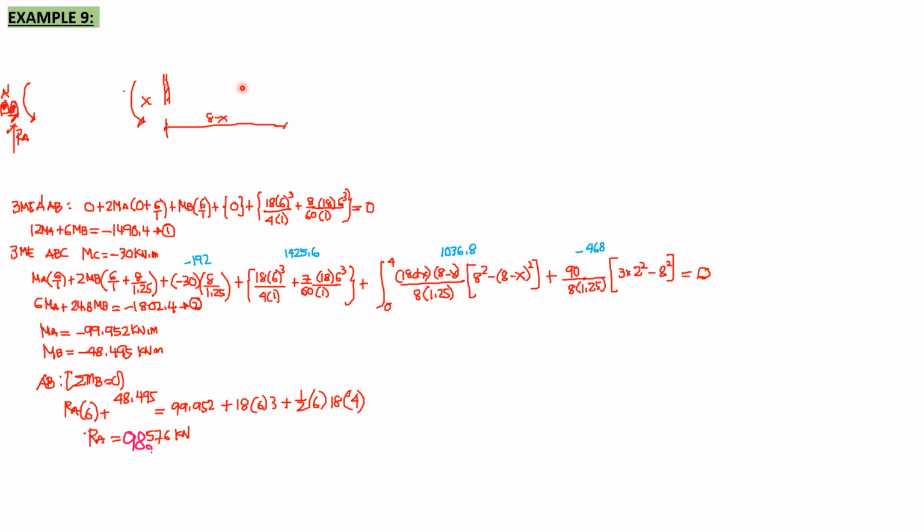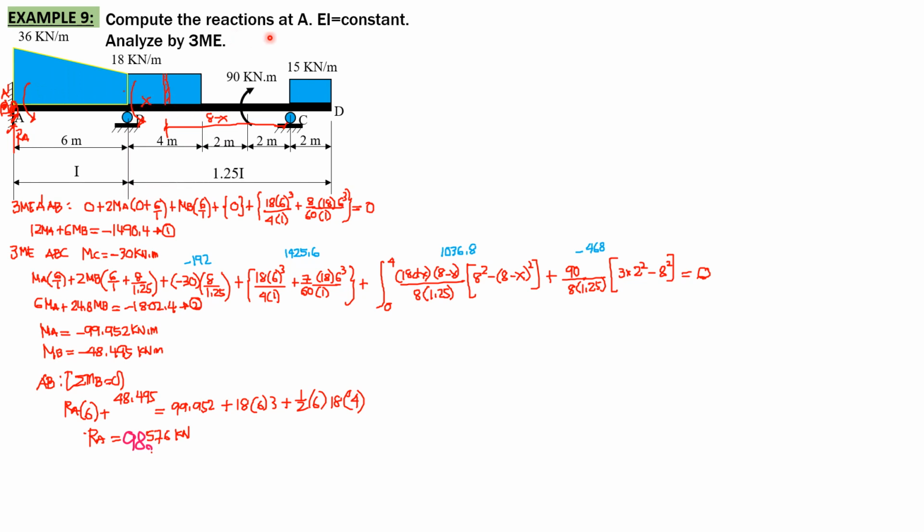Here is an example on analyzing an indeterminate beam by three moment equations. Compute the reactions at A, EI is constant, then analyze by three moment equations. By principle, since A is fixed, we have to extend it, replace A by an interior pin, and the extension A prime is an interior pin at the same level as A, B, and C.